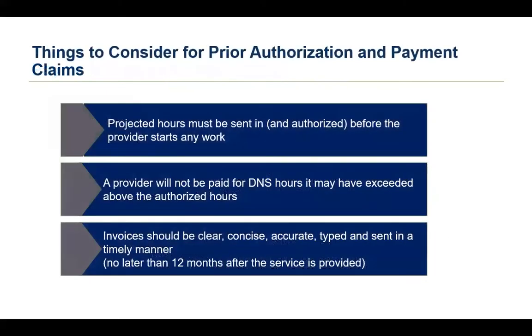Now let's talk about some other considerations for prior authorization and payment claims. Projected hours must be sent in and authorized before the provider starts any work. A provider will not be paid for DNS hours it may have exceeded above the authorized hours. The authorized hours equals the DNS eligible hours as determined by the DNS authorization memo and documented in the person's ISP. In order to prevent delays in payment processing, invoices should be clear, concise, accurate, typed, and sent in a timely manner. And we talk about no later than 12 months.